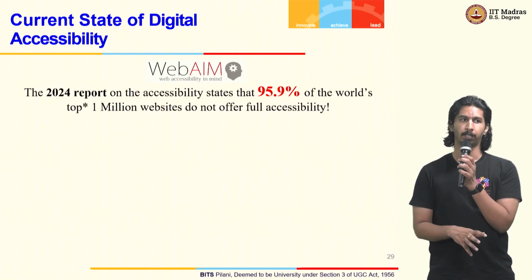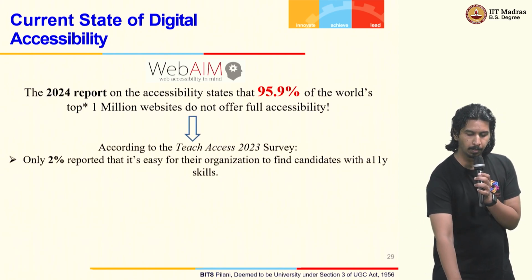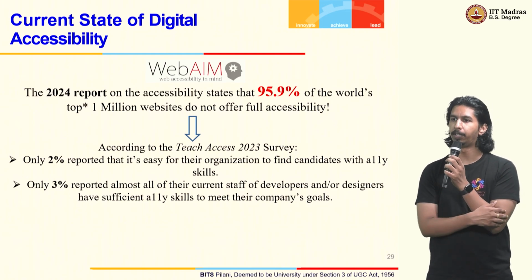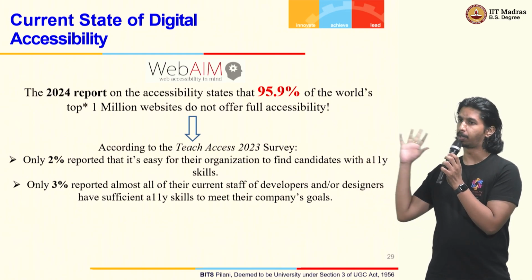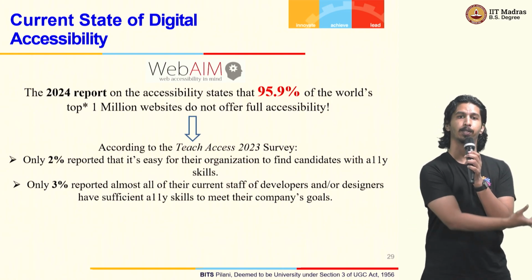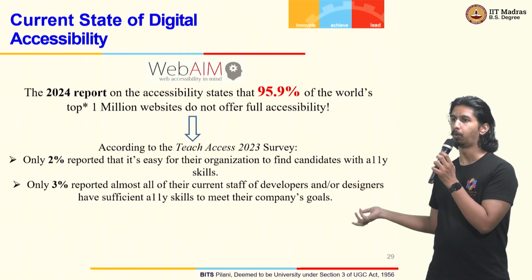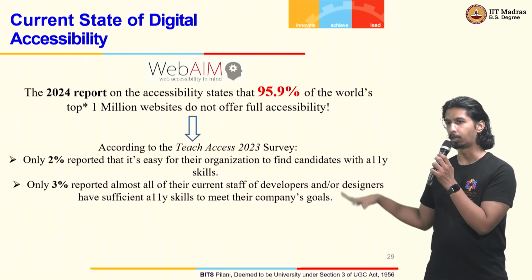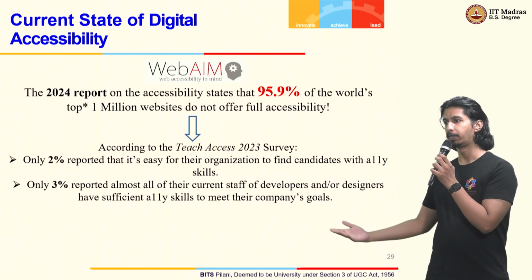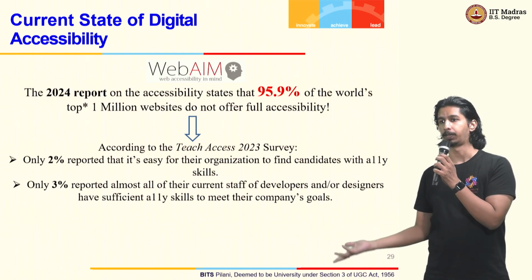So these websites are then created by people, right? Software engineers. If you dig down this problem a little, there is this Teach Access Association in the US who conducts surveys around accessibility, and only 2% of companies report that it is easy to find people who know accessibility or who have accessibility skills. And just 3% of them report that in their existing company, in their workforce, people have accessibility knowledge. Rest all of the 95-97% of people are working in software engineering, but they don't know about accessibility.